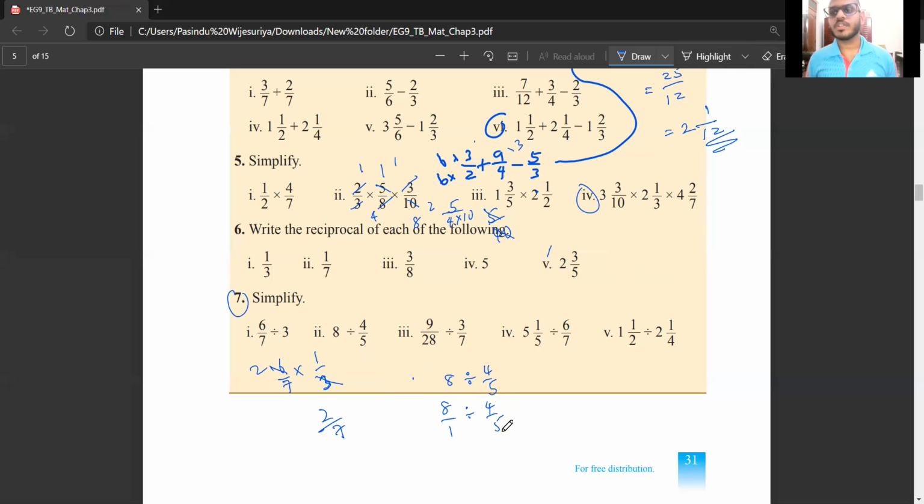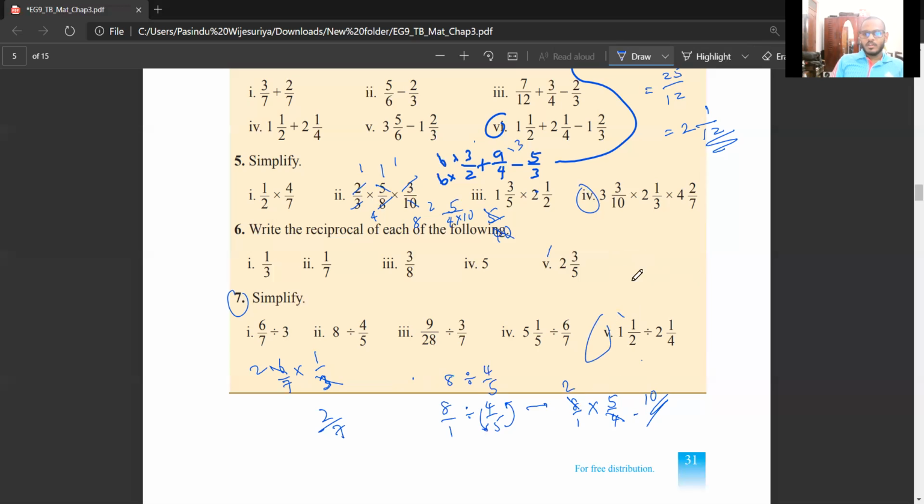So when you're dividing, you get the reciprocal, and this division sign becomes a multiplication. So it is 8 over 1. Here division becomes multiplication, and these two interchange. The denominator goes up and the numerator goes down. So it's 5 over 4. 2 times 5 is 10. 10 is the answer. I will do this one as well.